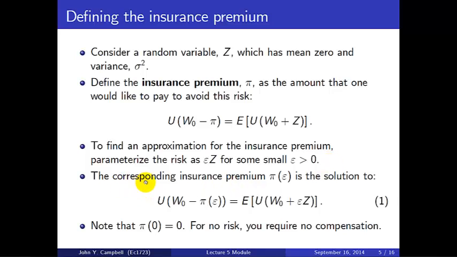Okay, so now we're going to write the insurance premium as a function of epsilon, pi of epsilon, and it's the solution to this equation. Again, just the same as the one above, but parameterizing everything explicitly as depending on the scale of the risk. Now, a first point to notice is that pi of 0 is 0. What does that mean? If epsilon is 0, then the risk is non-existent. So if there's a non-existent risk, you're not going to pay anything for it. You're not going to pay to get rid of it.